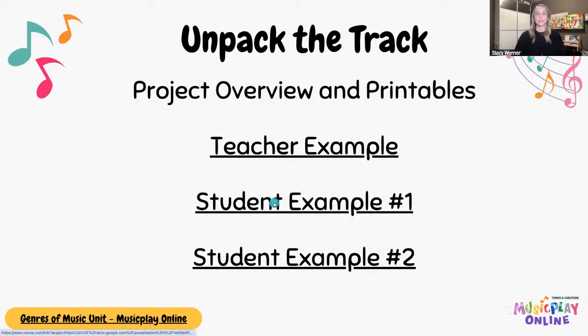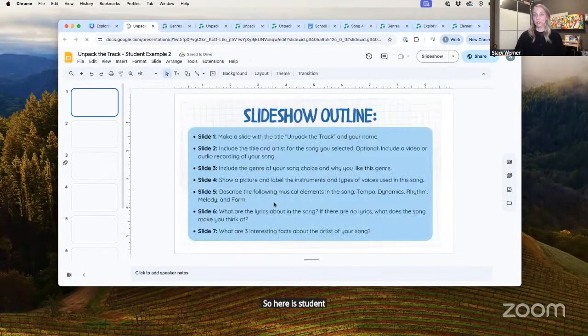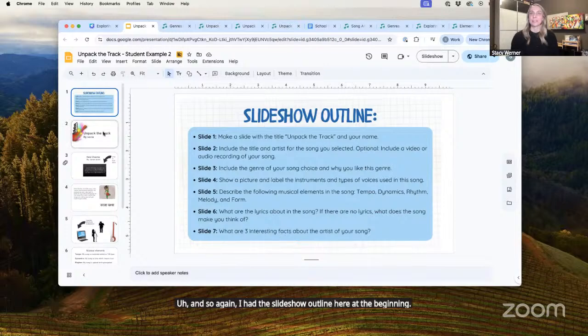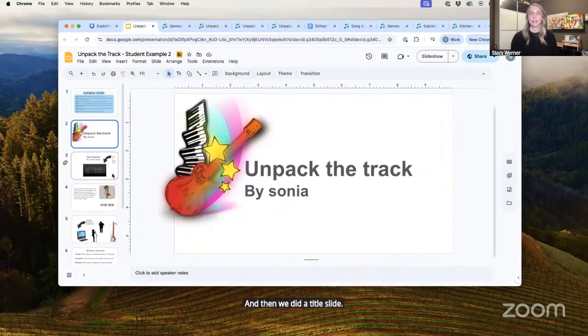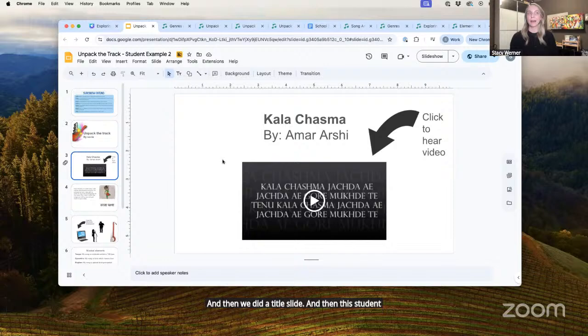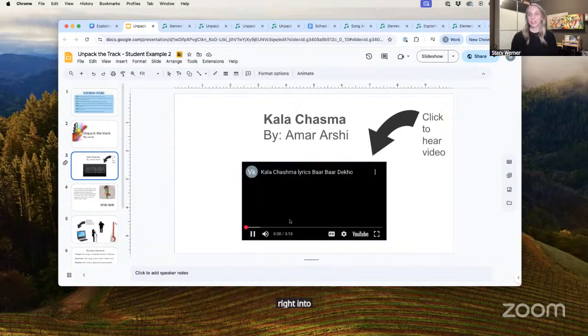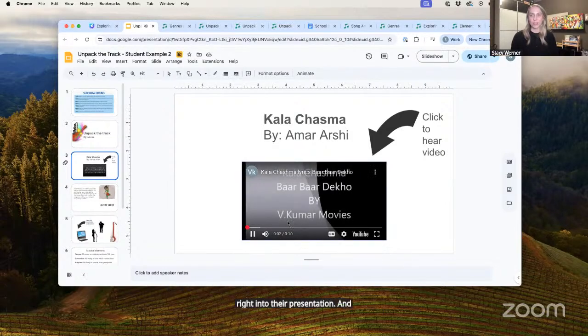So here is student example 1. So we did ours in Google Slides. And so again, I had the slideshow outline here at the beginning, and then we did a title slide. And then this student chose to pick an Indian pop song. And what's great about Google Slides is they can insert the video right into their presentation. And I can see it and watch it.